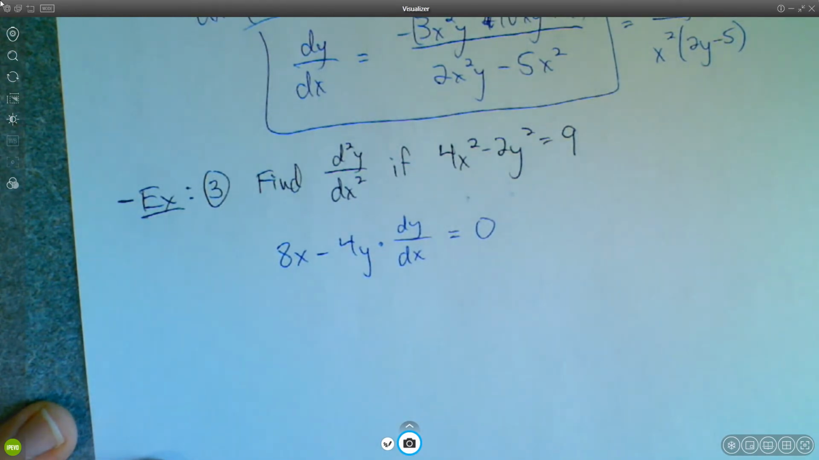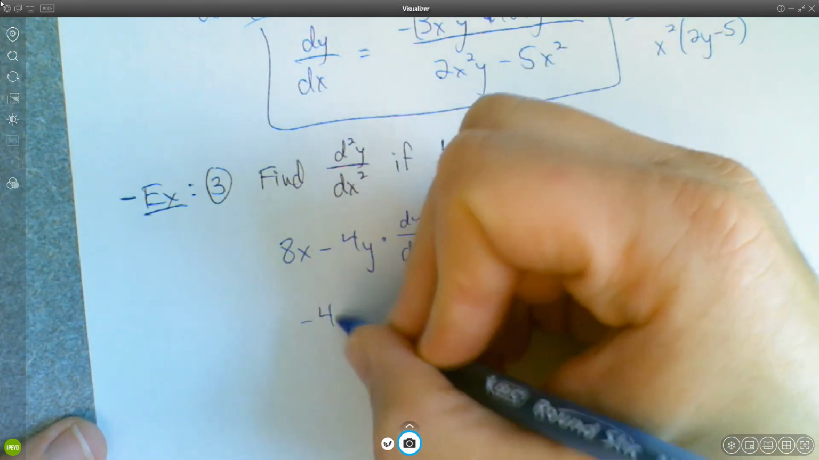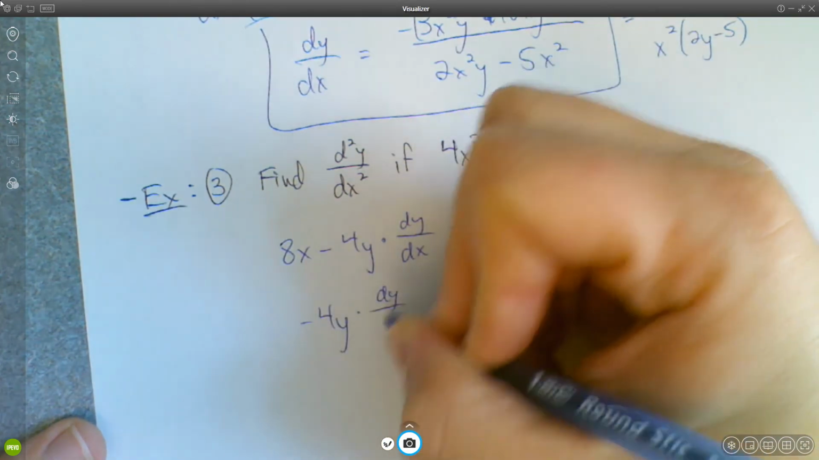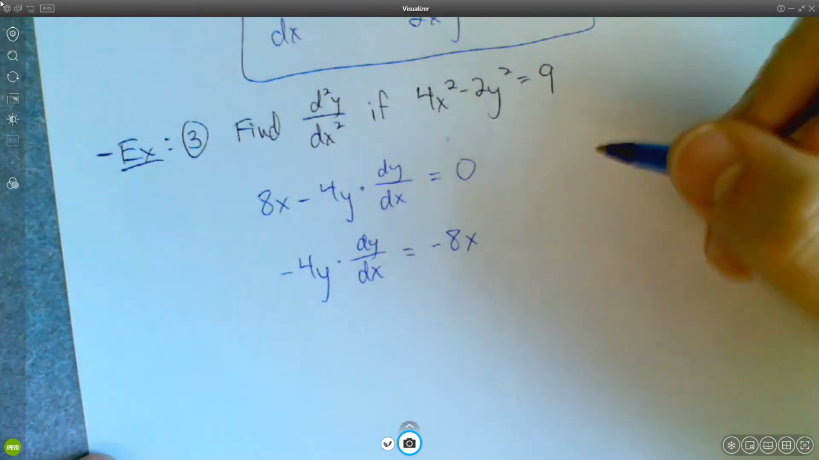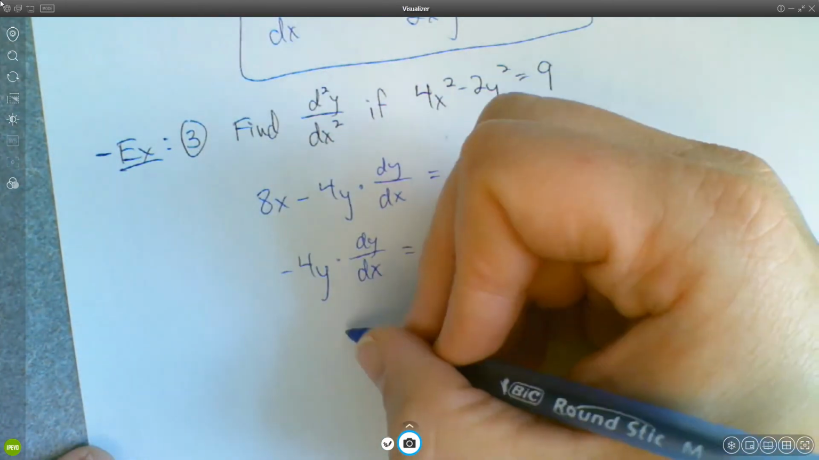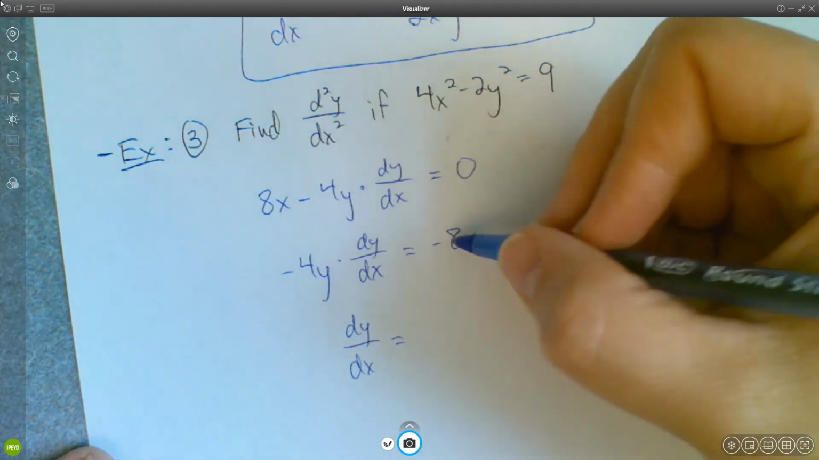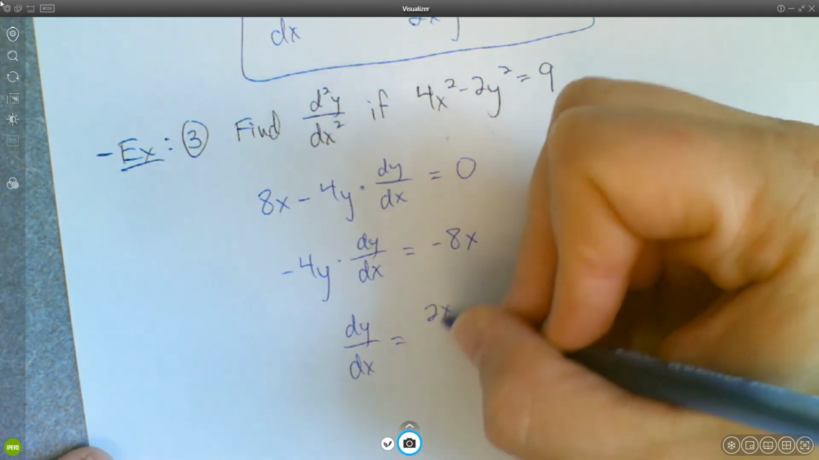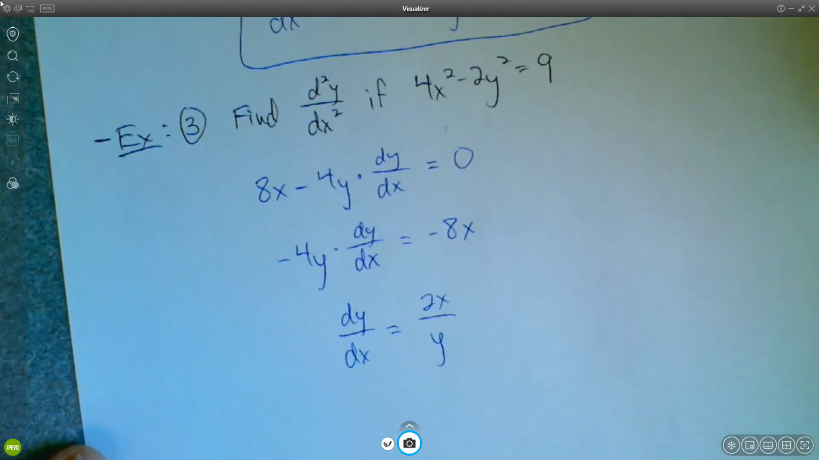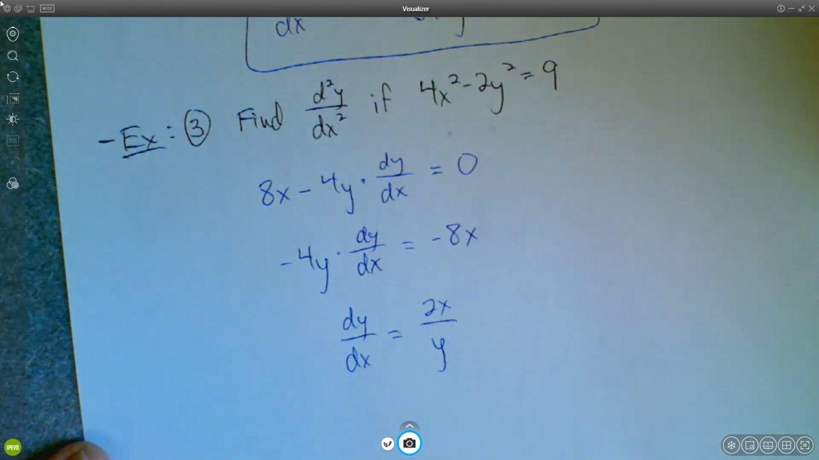So let's solve for dy/dx. We'll have negative 4y times dy/dx equals negative 8x. Then I can divide through by negative 4y and get dy/dx equals negative 8 divided by negative 4, which is 2, right? So I'm going to have 2x over y. That's not bad. That's not nearly as scary as what we started with, I think.